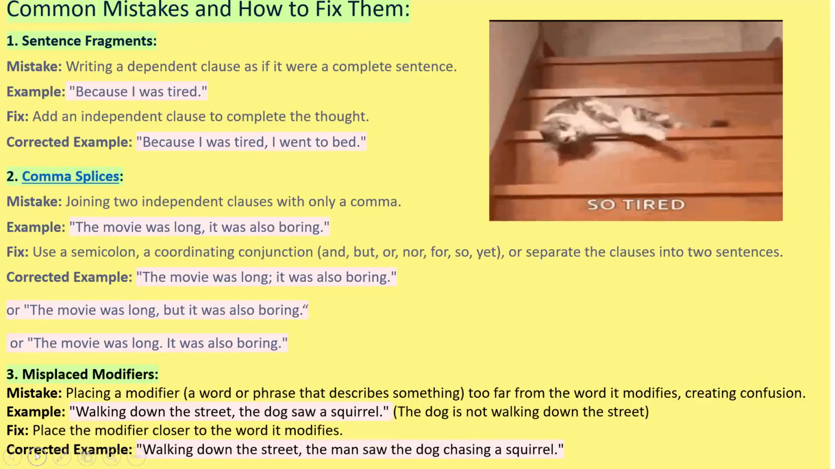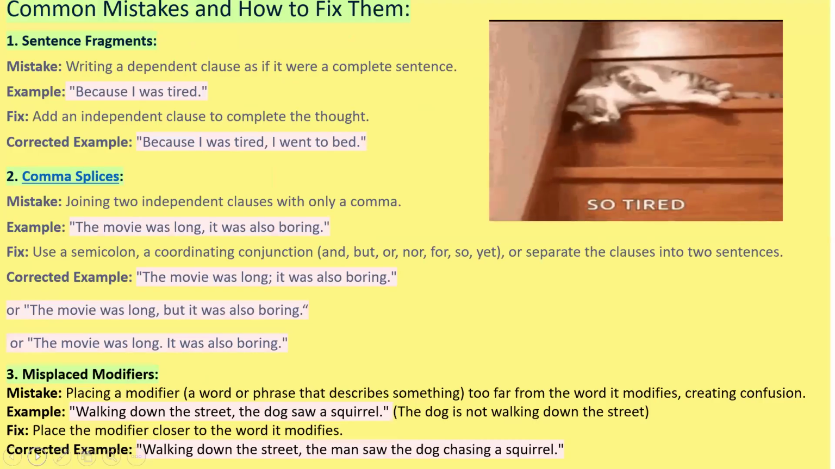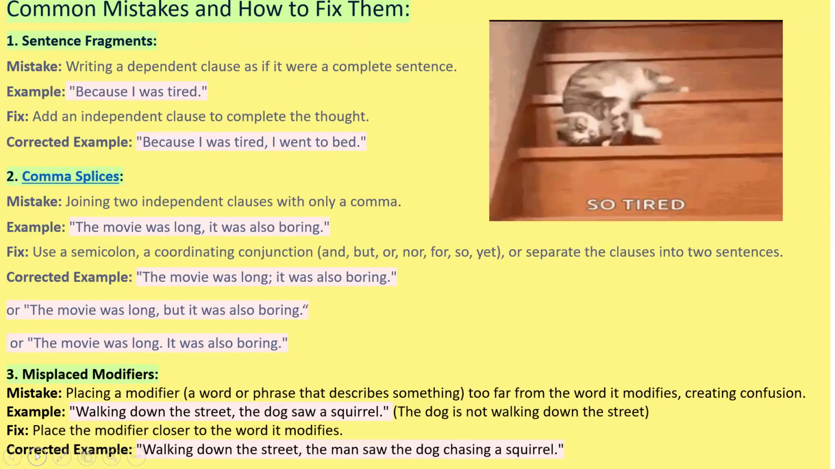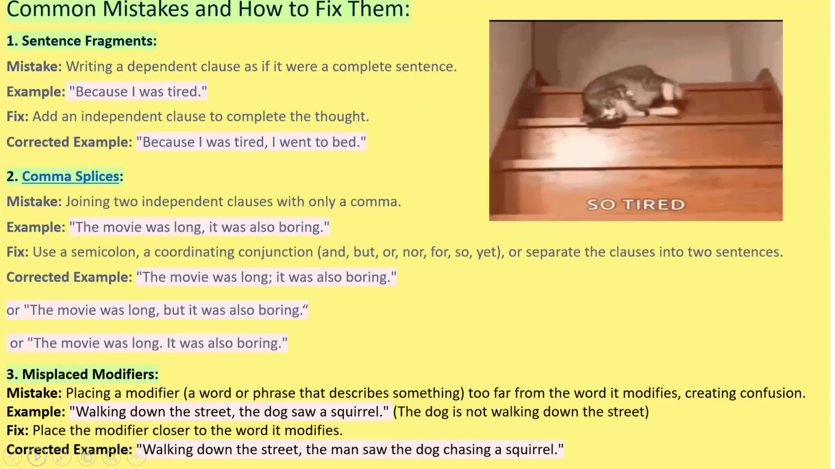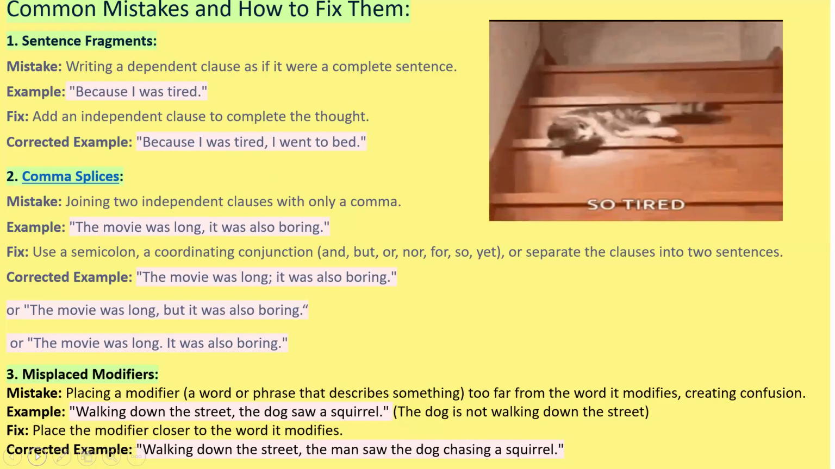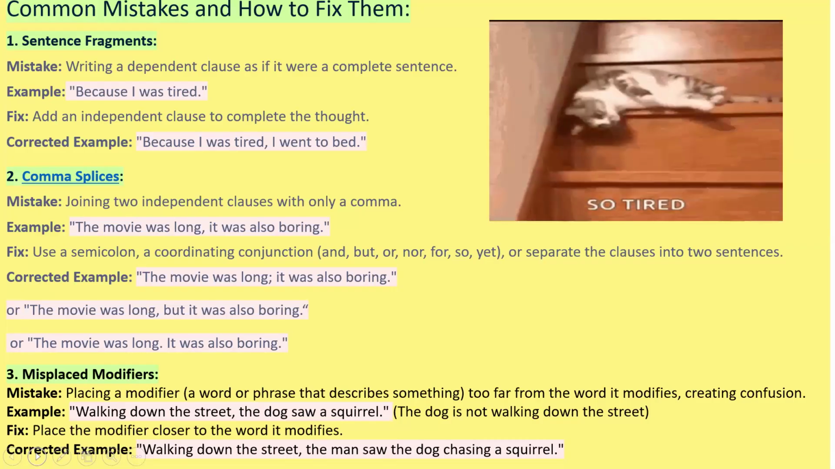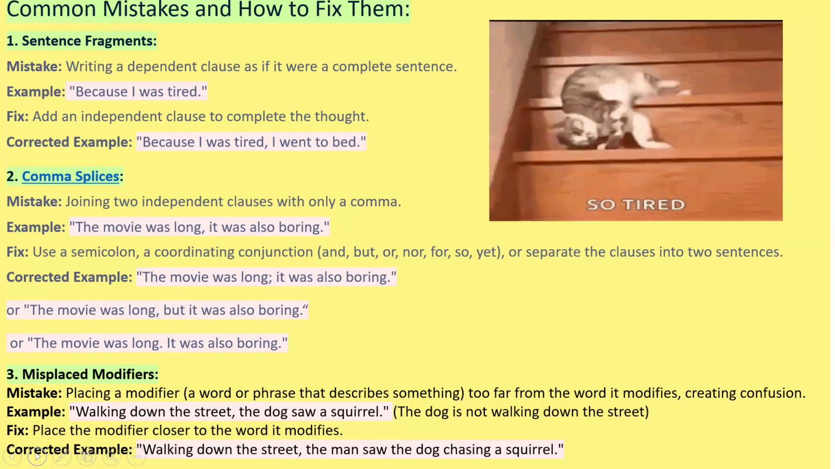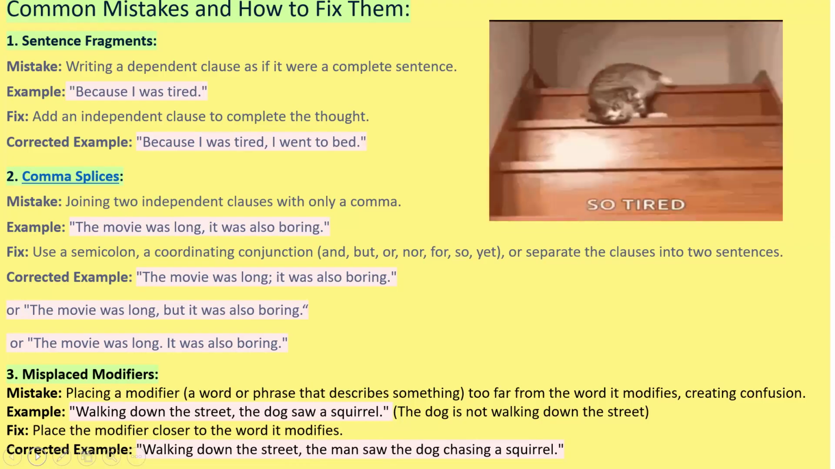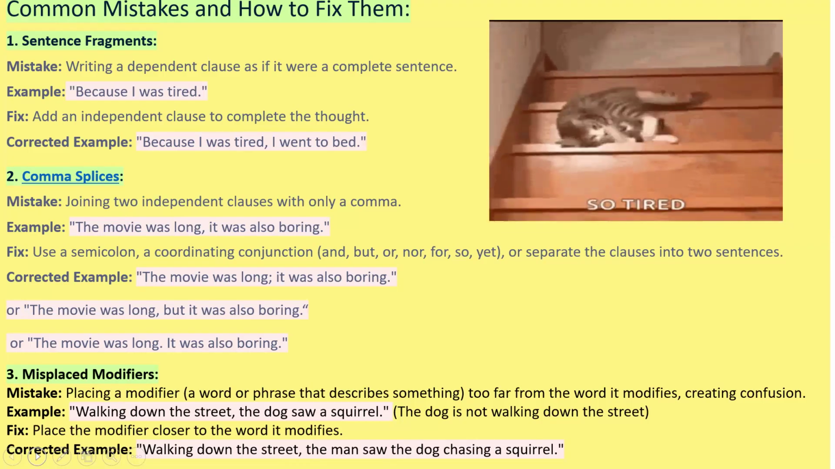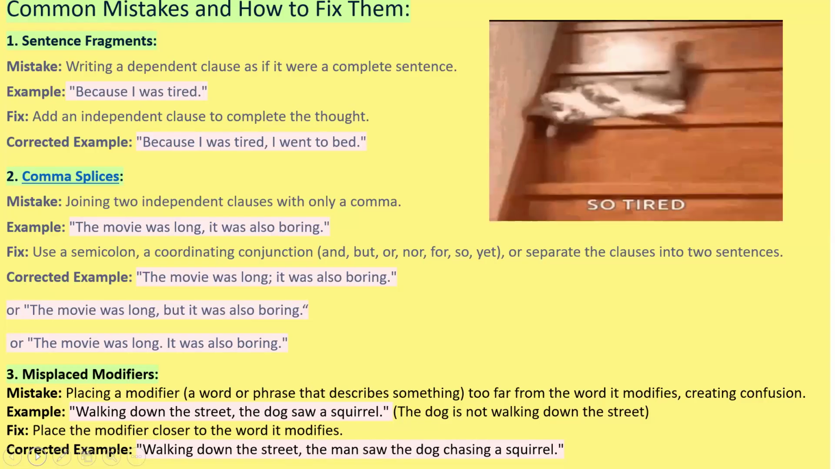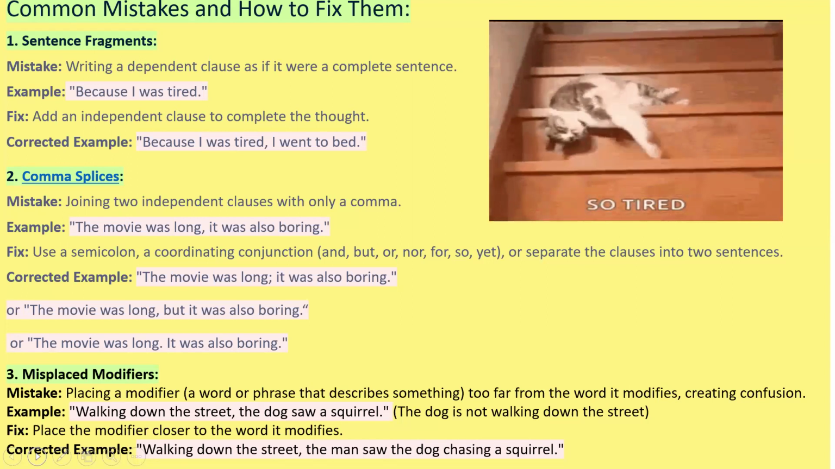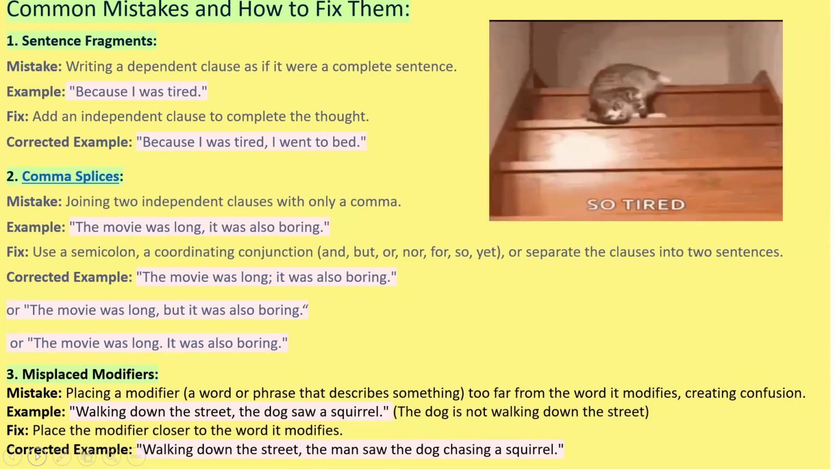Common mistakes and how to fix them: sentence fragments, writing a dependent clause as if it were a complete sentence. So "Because I was tired" is an incomplete sentence, an incomplete thought. We have to fix it by using at least one independent clause. Because I was tired, comma, I went to bed. So it becomes a correct sentence.